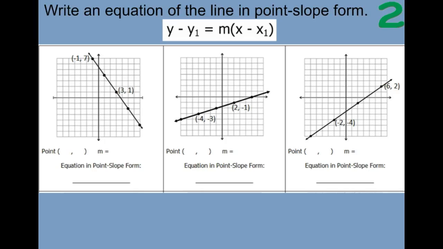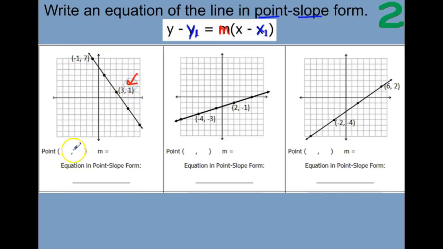Now we're going to do the exact same thing, but looking at a graph. Write an equation of the line in point-slope form. So my point, x, and y will go in here, and my slope will go in here. So first, looking at this graph, let's pick a point. It does not matter which point you pick. I would suggest picking one of these two that are already labeled.